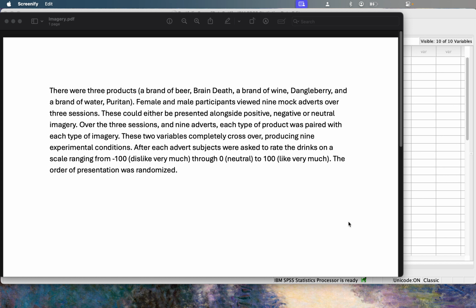Today, I'll guide you through how to run Mixed ANOVA in SPSS using a factorial design. So today, my focus will be on evaluating the interaction effects between different within subject and between subject factors. Specifically, we'll explore this study right here, this little prompt. This involves beverage preferences, beer, wine, and water that were presented with positive, negative, or neutral imagery. And then we're going to see how ratings differ between male and female participants.